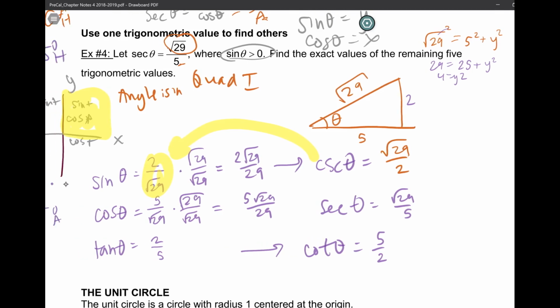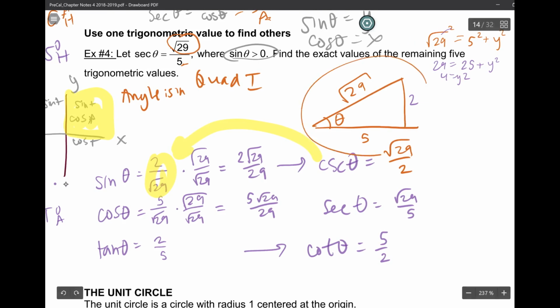The hardest part was knowing to draw the triangle and knowing which quadrant we were in, so knowing where sine is positive and where cosine is positive. So if you can just remember that sine is your y, cosine is your x, it makes it much, much simpler.